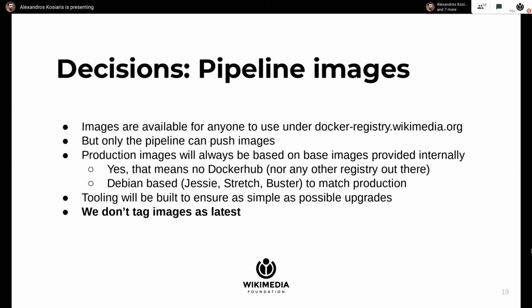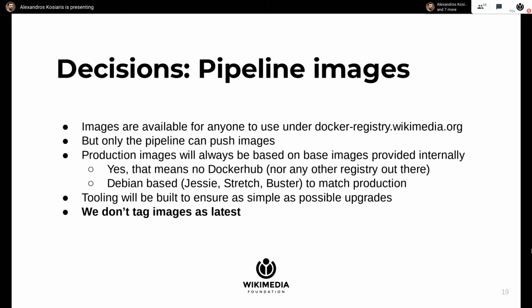And that's a conscious decision because we don't want anyone else to be able to push images there, so that there is no abuse of those. And those images are always going to be based on base images provided internally. That is, base images that the SRE team will be taking care of. They will be upgrading them and making sure that they don't have any known vulnerabilities. This means they will also be based on Jessie, Stretch, Buster, and other Debian versions as time goes on, as more are being released. And that also means that, yes, no Docker Hub images, nor any other registry images out there. And I'll expand more into that later on.